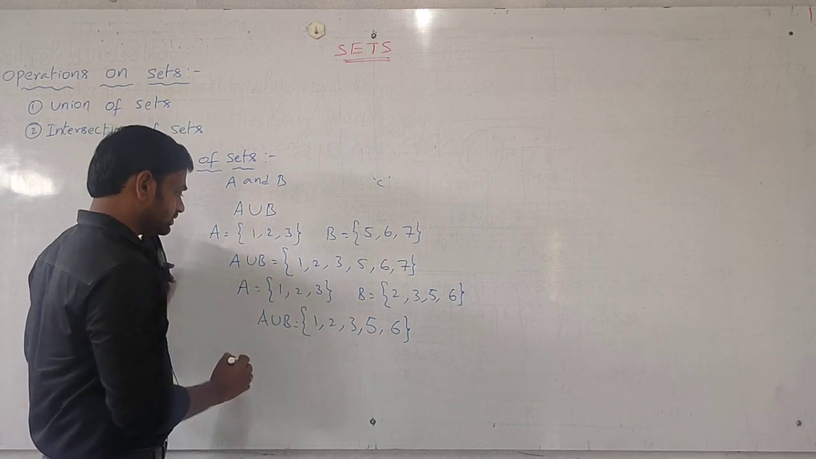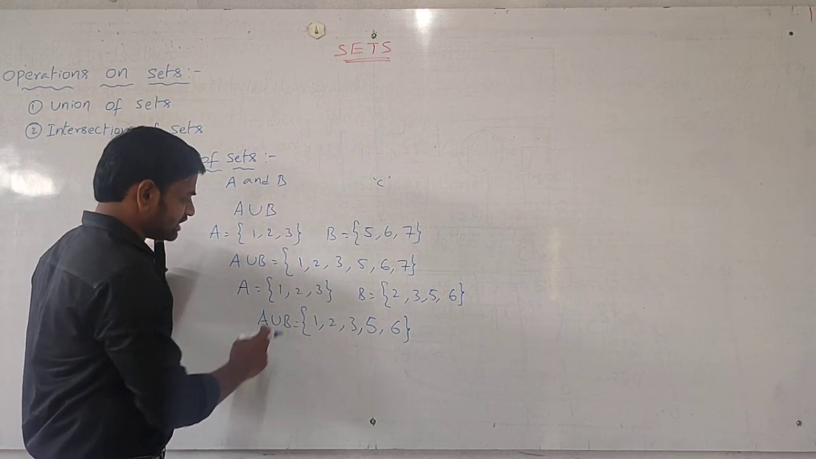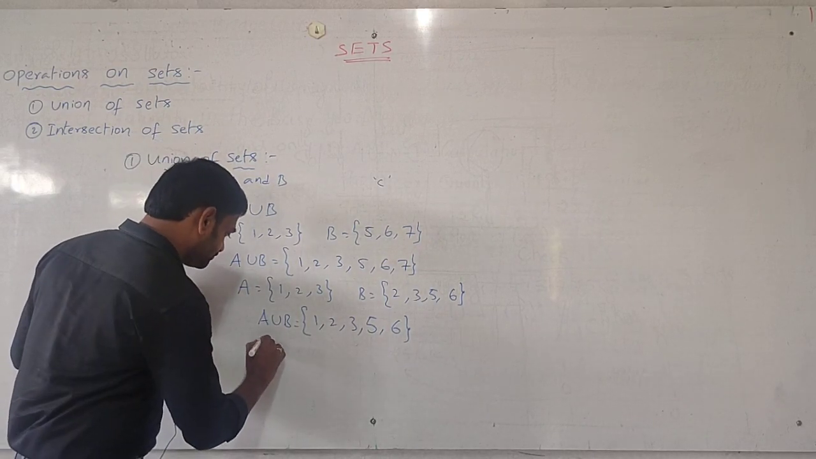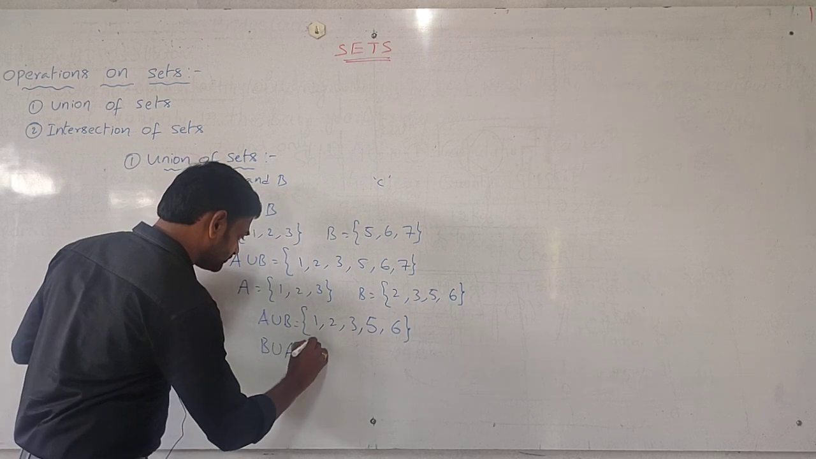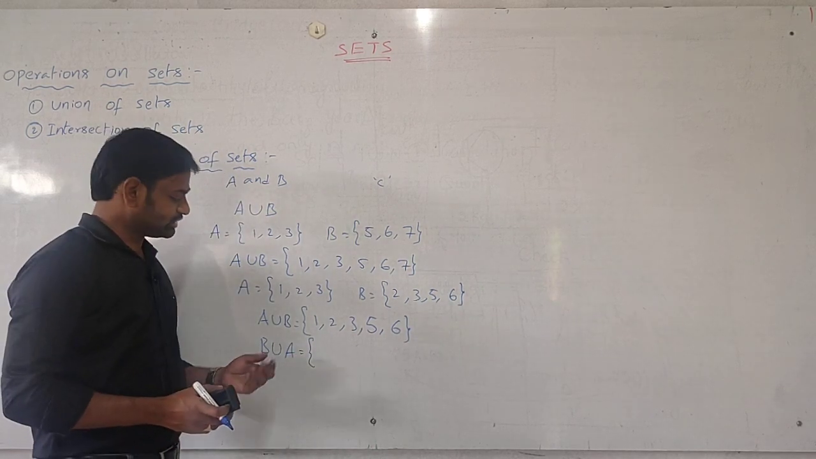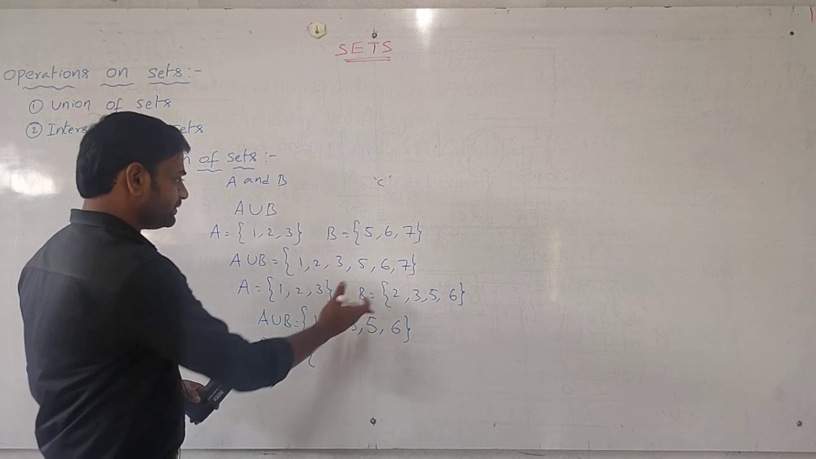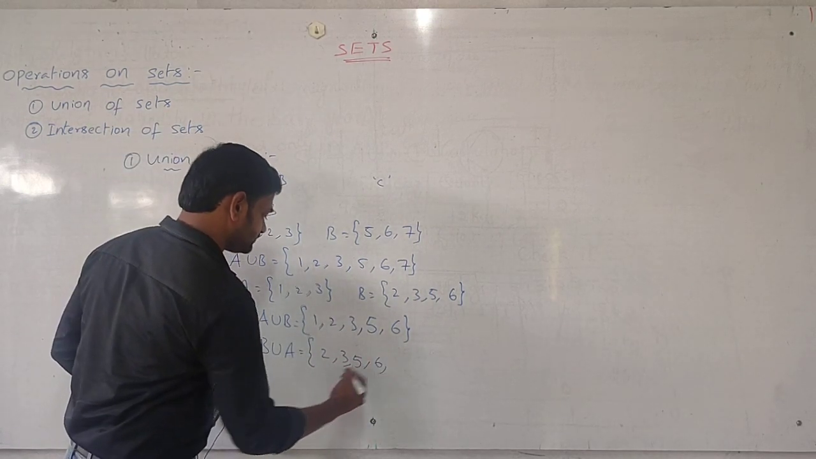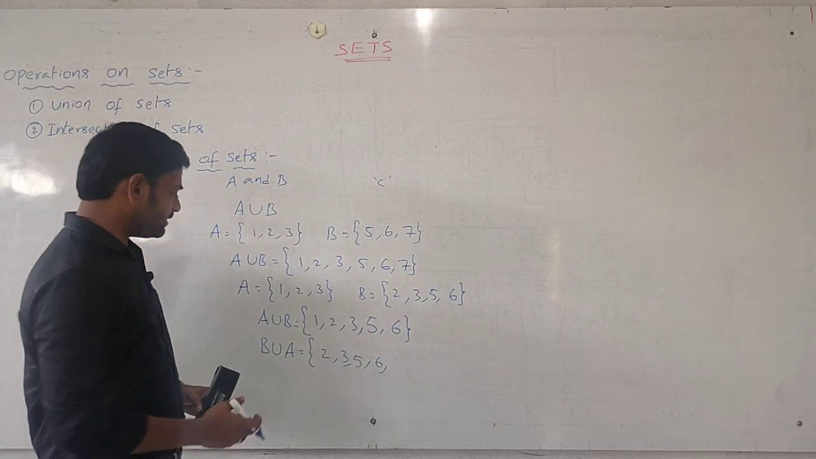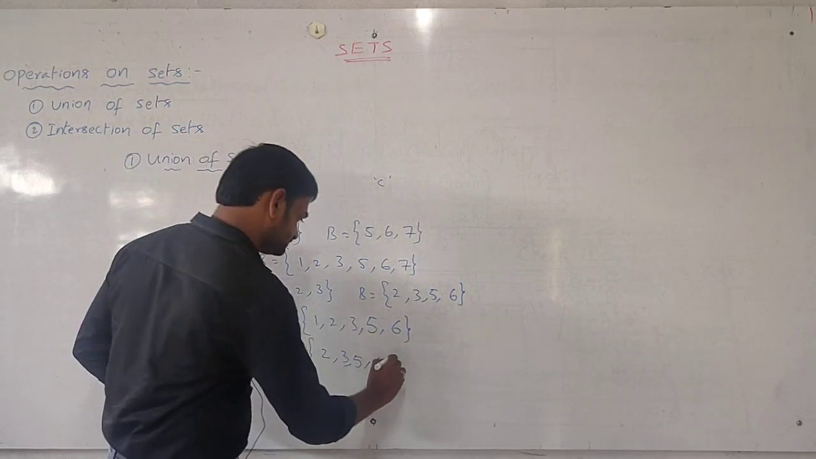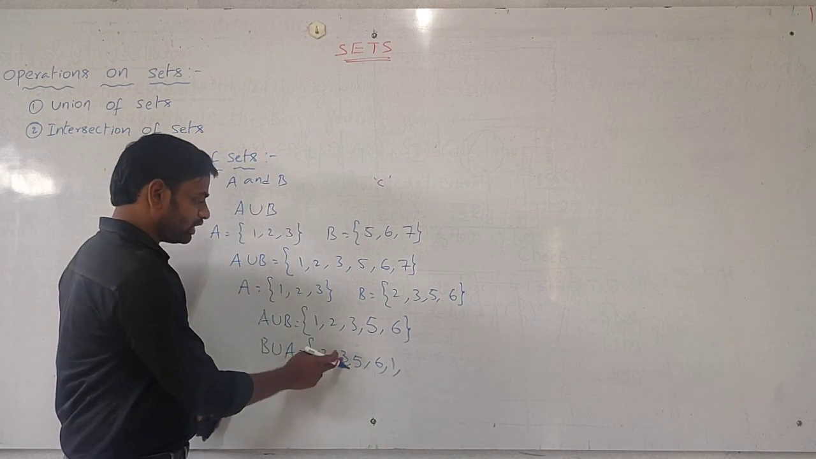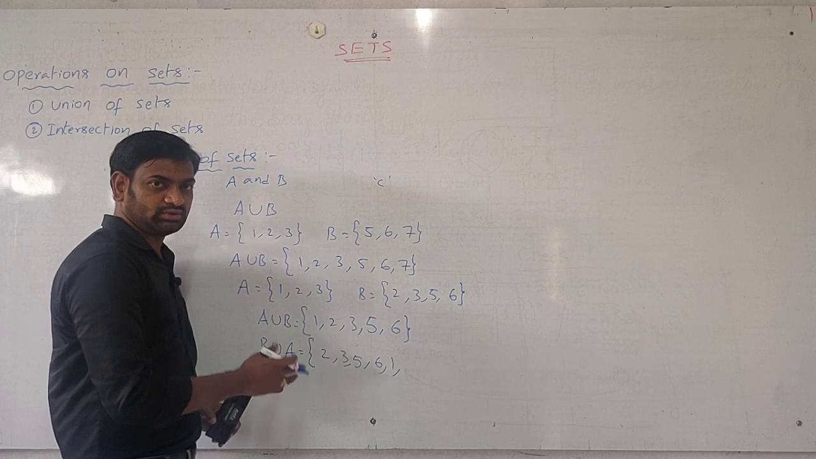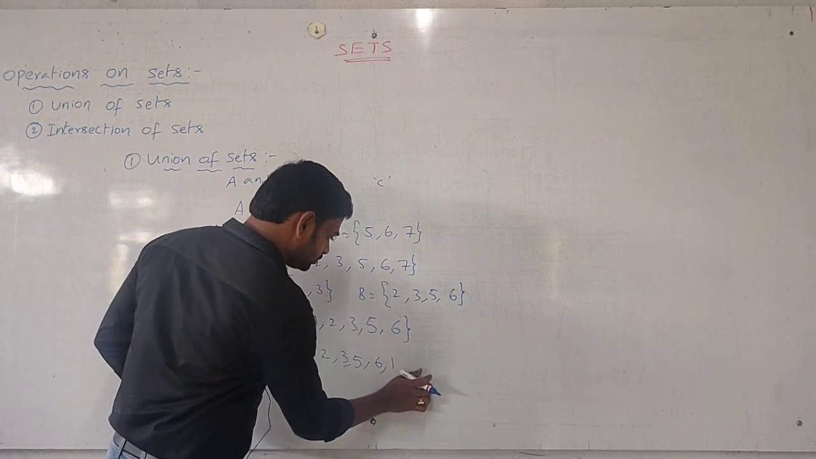Now see here, this is A union B. Can I find B union A? First I write the B elements. What are the B elements? 2, 3, 5, 6. Next, what are the A elements? 1, then 2, 2 I already wrote, don't write again. Next 3, 3 I already wrote, don't write again. So close this one.